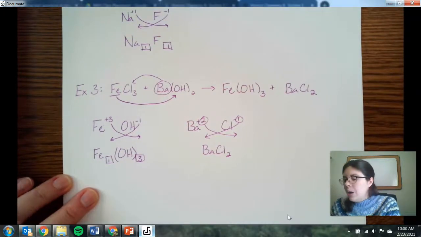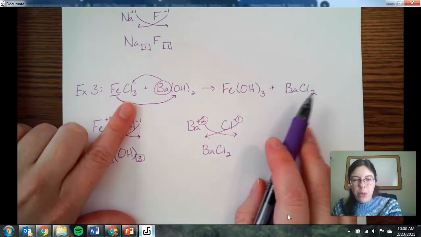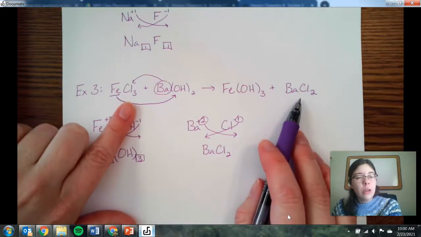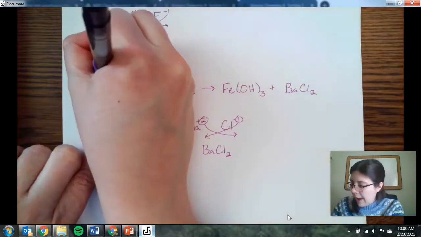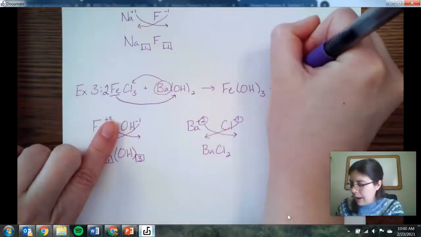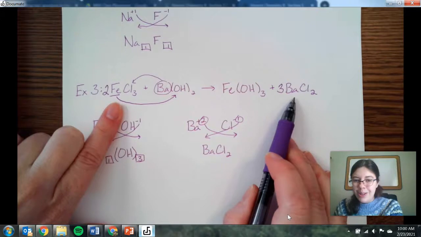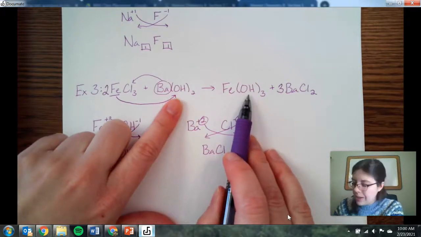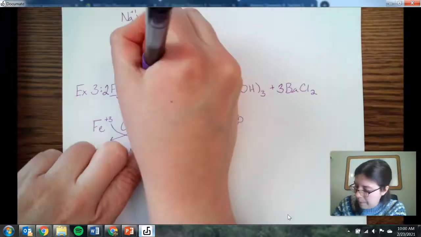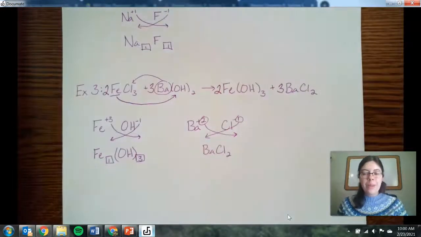Okay. So in particular, if I look at my chlorines, I have 2 on one side, 3 on the other. Since I have to use whole numbers, I need to find the least common multiple. So we're going to get up to 6. So I'm going to put a 2 in front of my iron and a 3 in front of my barium. And then we just basically do the reverse. So here I have 3 hydroxide and I have 2 hydroxide. So now I put a 3 in front of my barium and a 2 in front of my iron to balance that out. So I hope that helps.